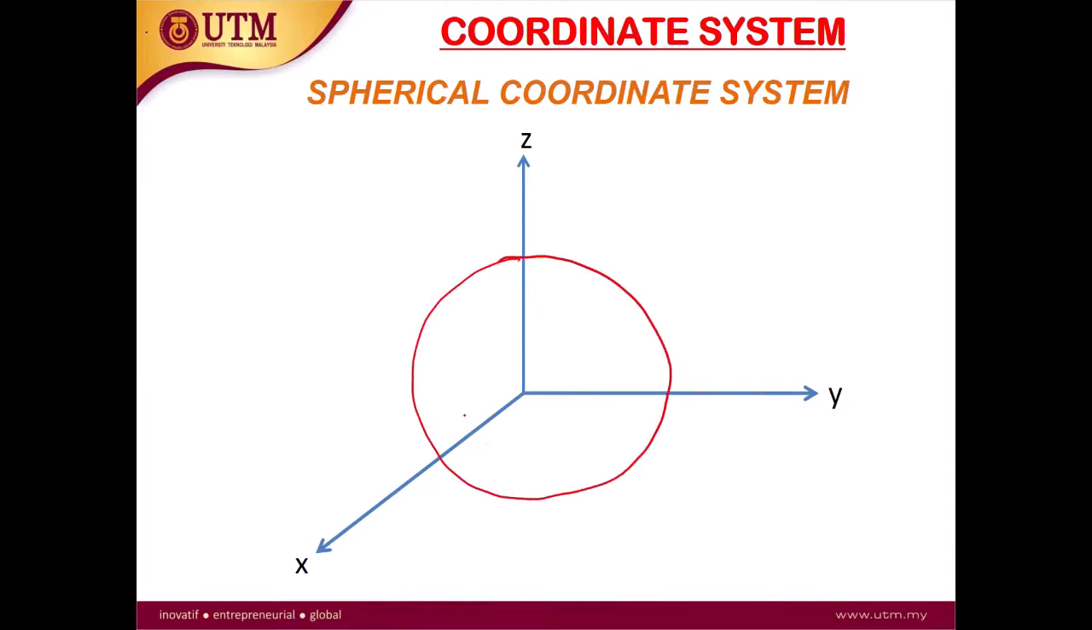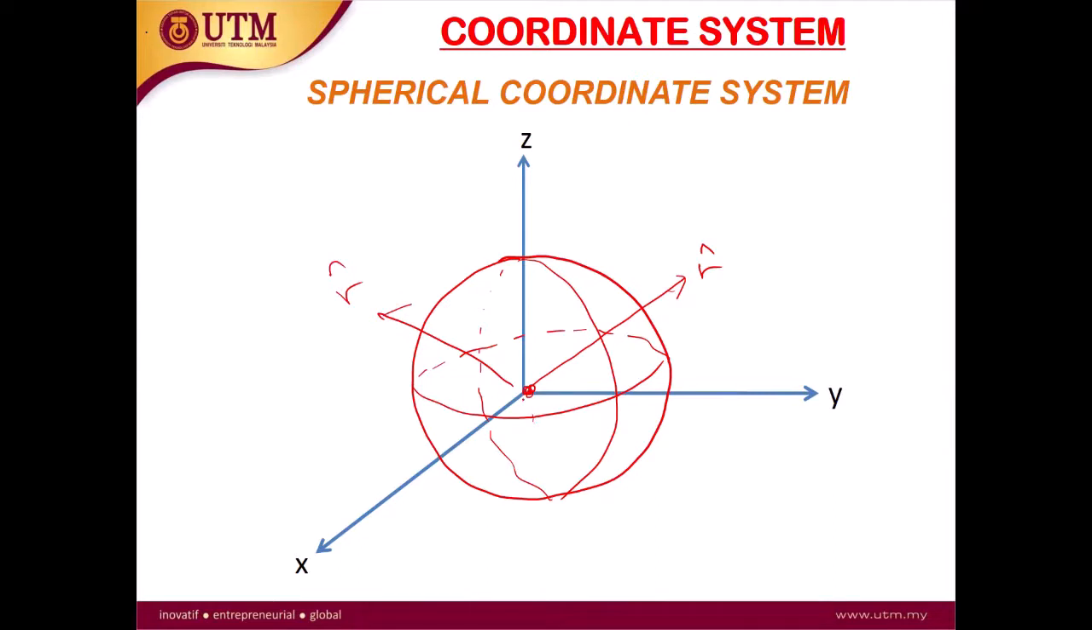And then the surface is facing all directions, something like this. Let's say the center is at the origin. So the surface is always facing outward along the r directions. The r direction is everywhere. Okay, this is the r direction. That is a spherical shape.